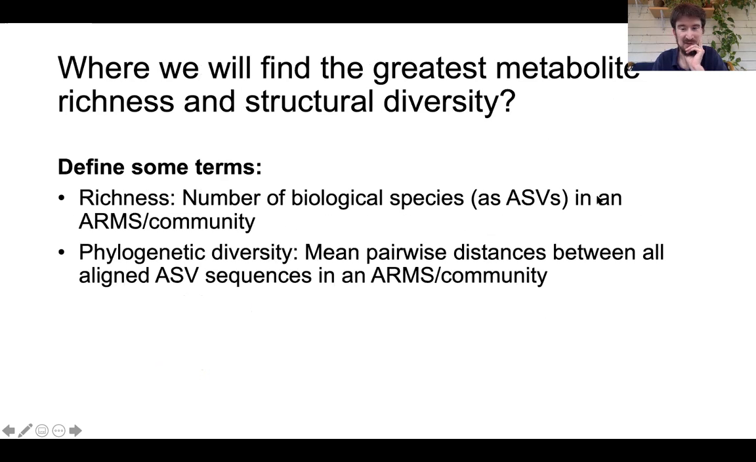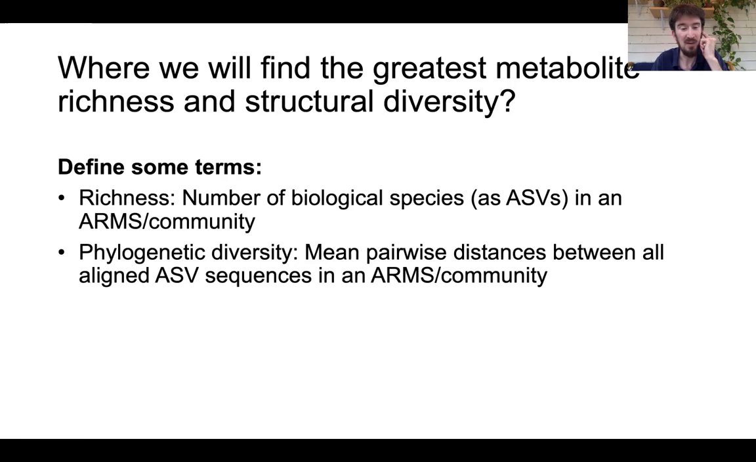And so before I dive into this, I'm going to define a couple of terms. The first is, again, richness. So when I say richness in terms of biological species, I'm talking about the number of species that were found in an arm. So that is in a single community. And we're talking about them as amplicon sequence variants, or ASVs. That is, a single sequence was identified, an individual unique sequence.